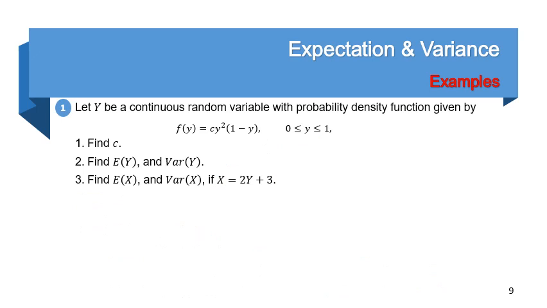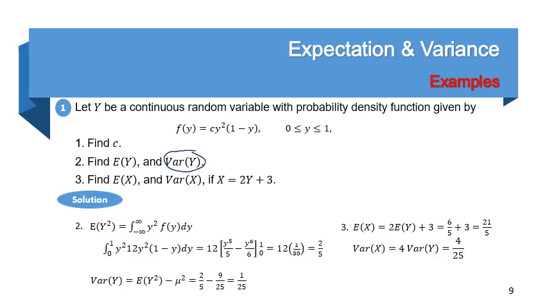Now we need to complete our second requirement by calculating, as you see here, the variance of y. So we need to calculate the expected value of y square, because the variance includes two parts. The first part is the expectation of y square minus mu square. And we already calculated mu, so we'll square it later on. Our mu in the previous slide was 3 over 5.